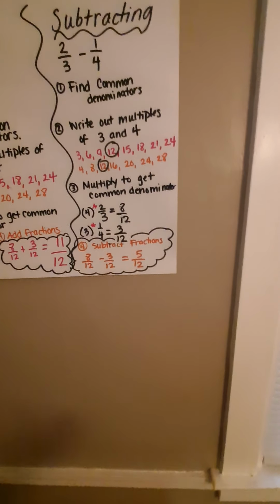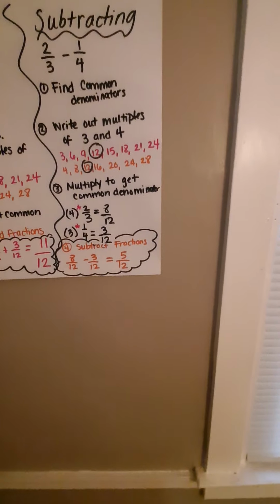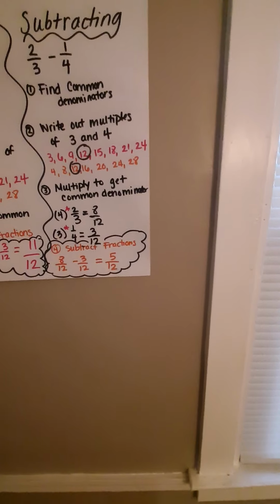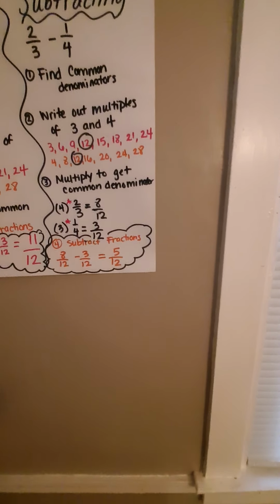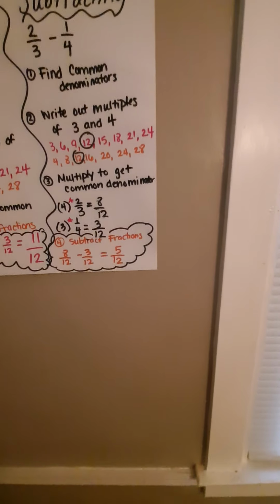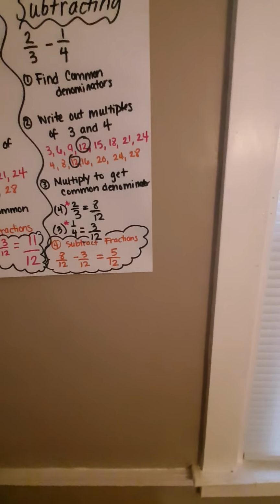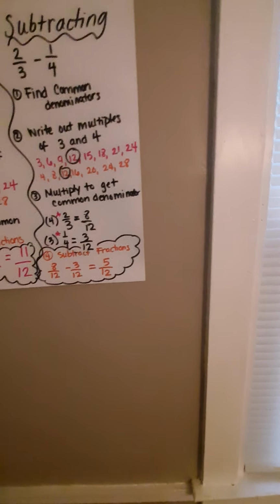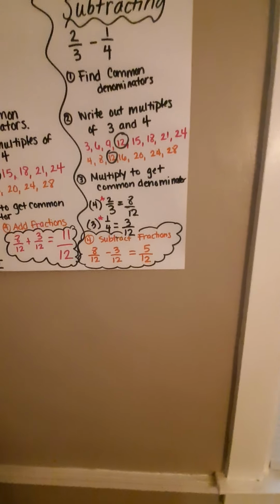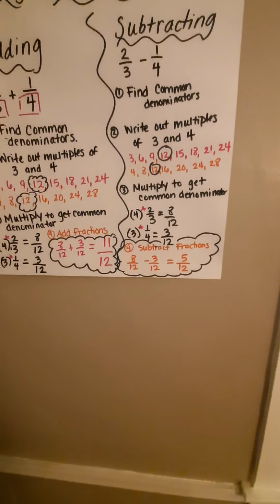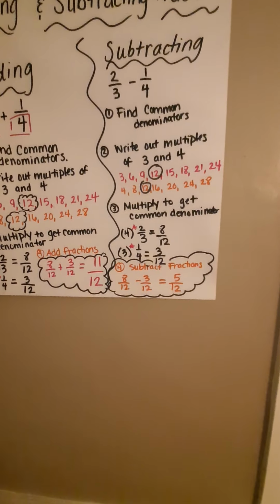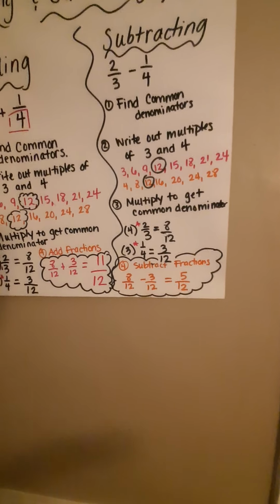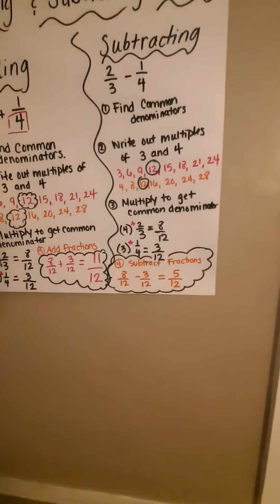In order to get 12 as the denominator for 2/3, I have to multiply by 4. And for 1/4, in order to get 12 as a denominator, I have to multiply by 3. So again, 8 twelfths and 3 twelfths. What I do now is I simply subtract. 8 twelfths minus 3 twelfths equals 5 twelfths. When I get to my final answer, if I can simplify my fraction, I will. In this case, I cannot simplify 11 twelfths or 5 twelfths.